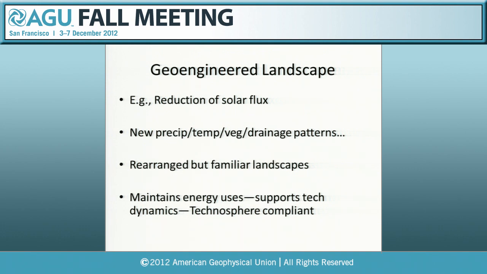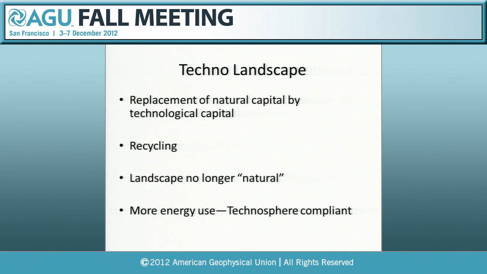The reason I think this is a not unlikely landscape is because it maintains energy use of the technosphere. It's what I call technosphere compliant. In fact, it enables us to even continue increasing our use of energy as we are doing currently at about a couple percent a year. This is the main rap against the geoengineering, is that it will allow us to continue business as usual, but I think that's actually the reason why it's likely to happen. It's a less painful future, at least in the short run, or it could be imagined as such.